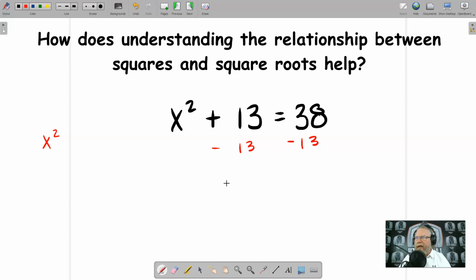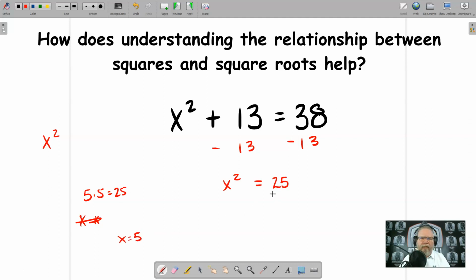So that's kind of our basic algebra process for solving things. 38 minus 13 is going to be 25. Now we get down to the point where we're saying some value of x squared equals 25. Now, we could probably do this in our head. We could realize, oh, okay, x times x equals some number. What's x going to equal? Oh, that would equal 5. 5 times 5 equals 25. So you'd be like, okay, x equals 5.